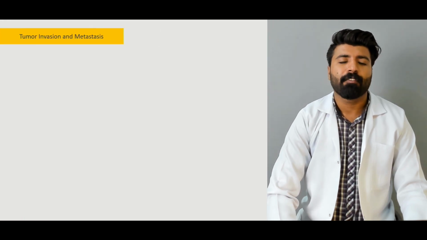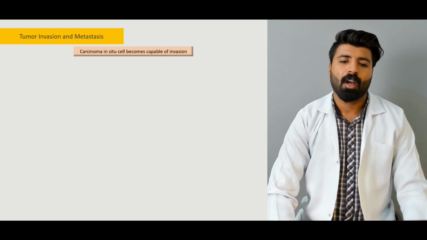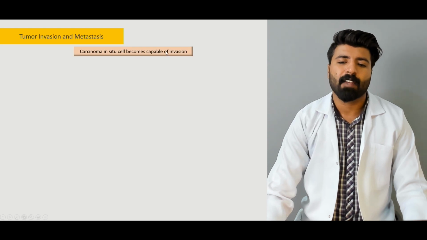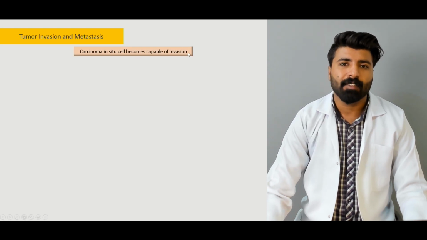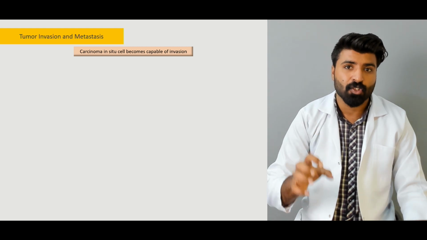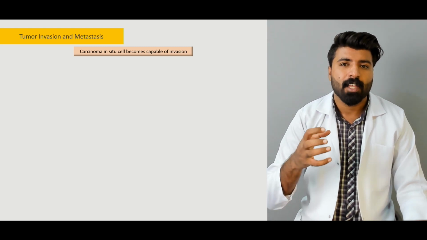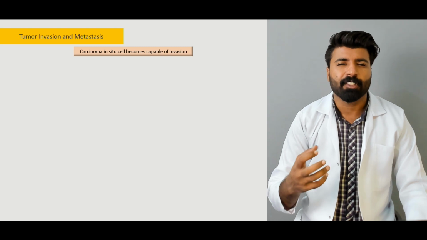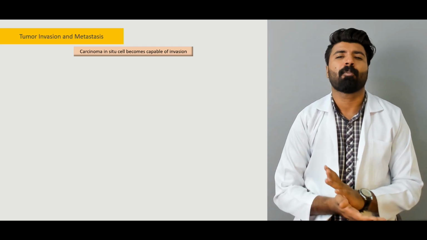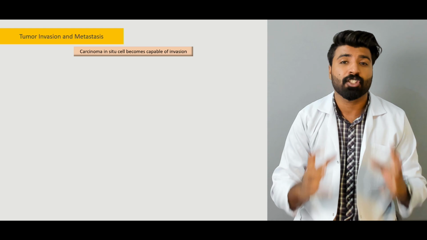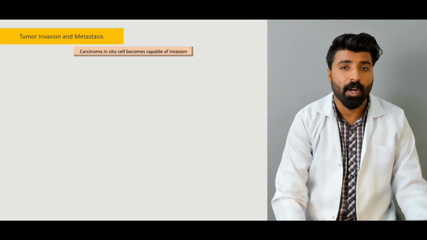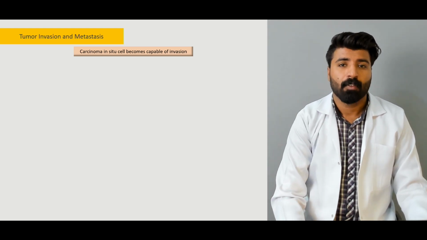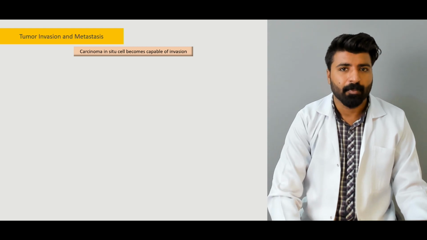Next on, we have tumor invasion and metastasis. Now, carcinoma in situ cell becomes capable of invasion. Obviously, when a cell is there in situ position, the carcinoma has now become capable of invasion. When does the carcinoma become capable of invasion? When it has achieved its growth, which was required for it. Then it's capable of invasion.